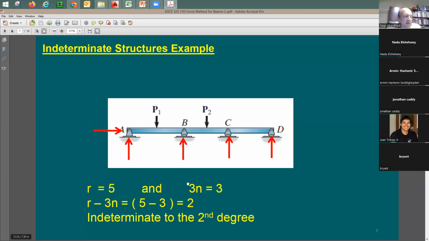So R minus 3n is equal to 2. Therefore, this is an indeterminate structure to the second degree. Why? Because I have 2 here. I guess we went through this already and we understand what's going on.